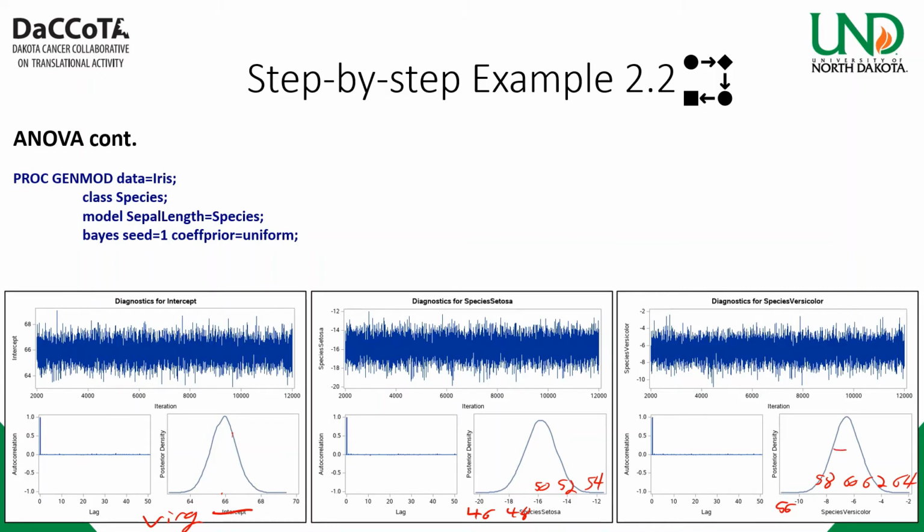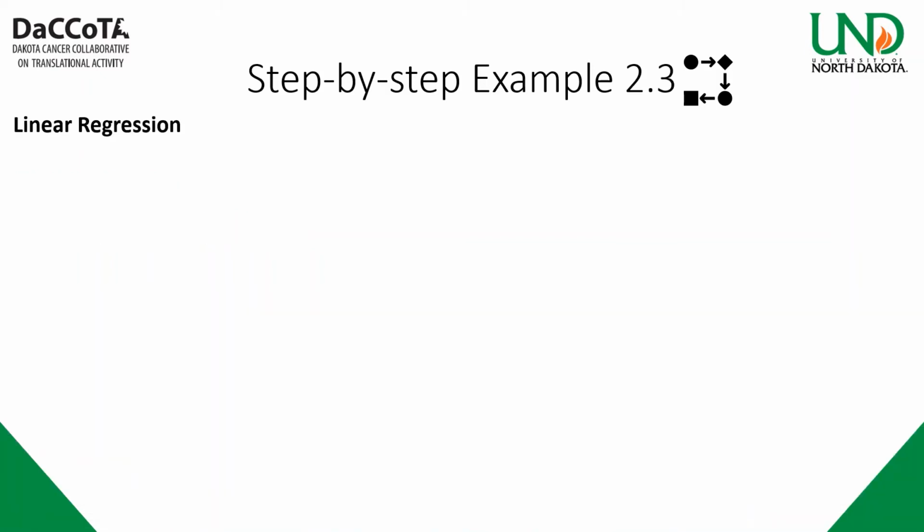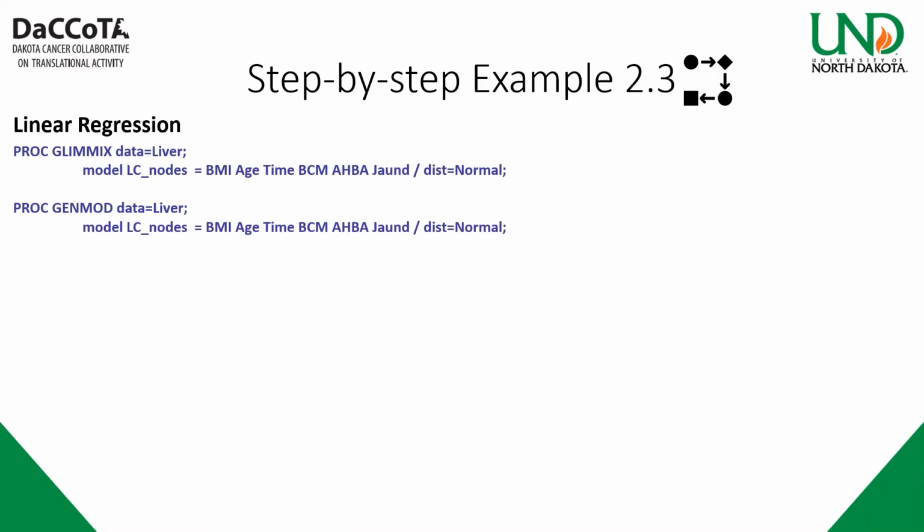Okay, so linear regression. Now here, we're actually going to do a couple steps in the frequentist. I'm going to start with GLIMMIX, Generalized Linear Mixed Model. This is kind of my workhorse, so I understand this the most. I want to be able to do this first so I can understand how GenMod pulls that out as well.